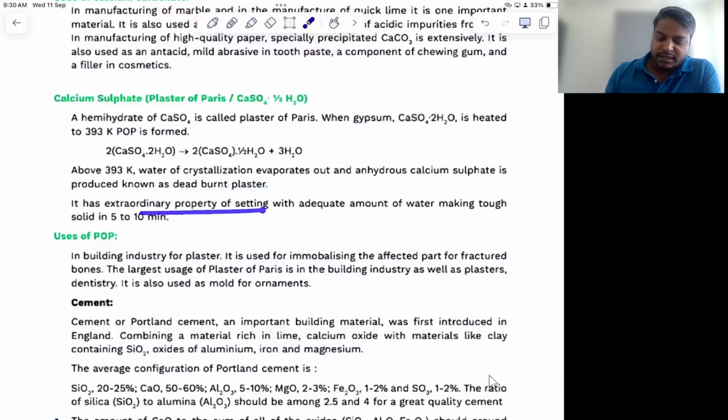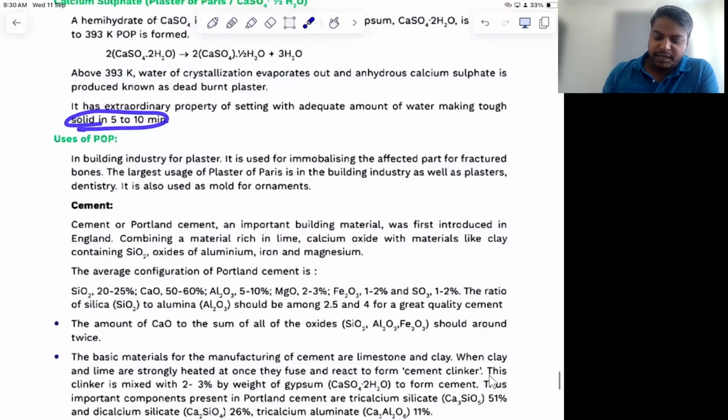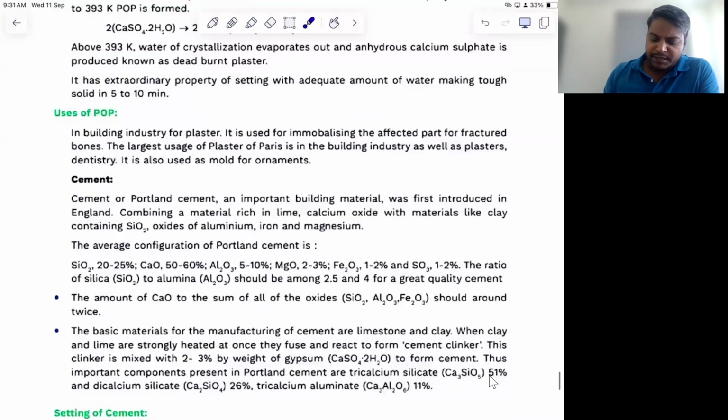It has an extraordinary property of setting with an adequate amount of water, making it tough and solid in 5 to 10 minutes. In the building industry it is used for plaster, in immobilizing the affected parts of fractured bones, and as molds for ornaments also. Okay, clear?